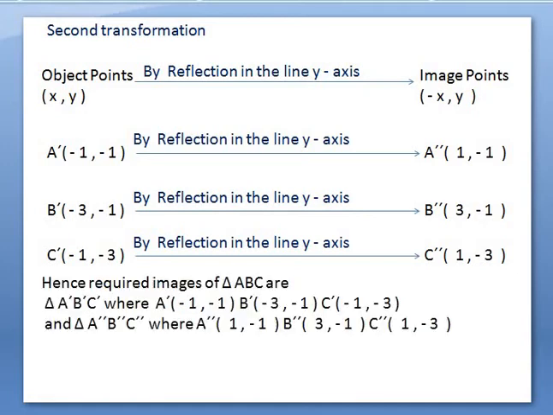So the required images of triangle ABC are triangle A′B′C′, which is like this, and similarly A″B″C″ is the image of the image, given by these vertices. These are the required images of the triangle ABC under the two transformations. One is a rotation, another is a reflection.